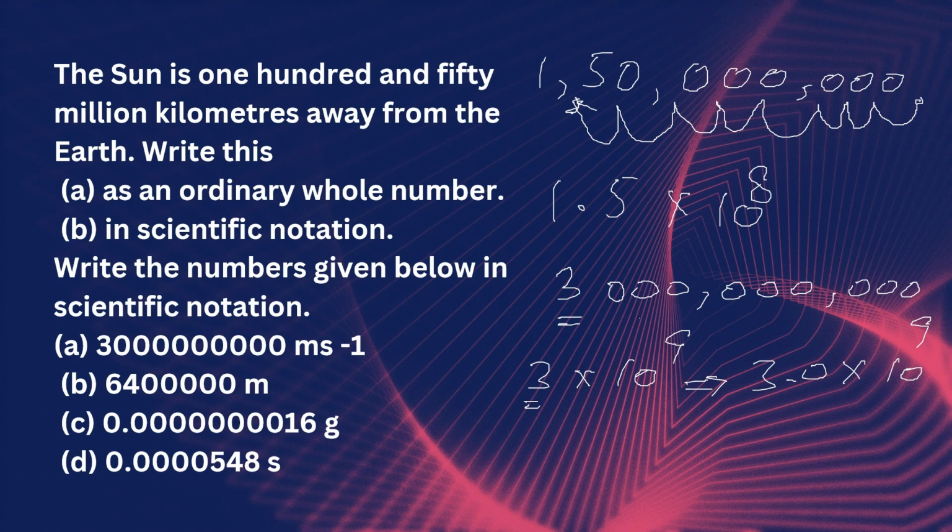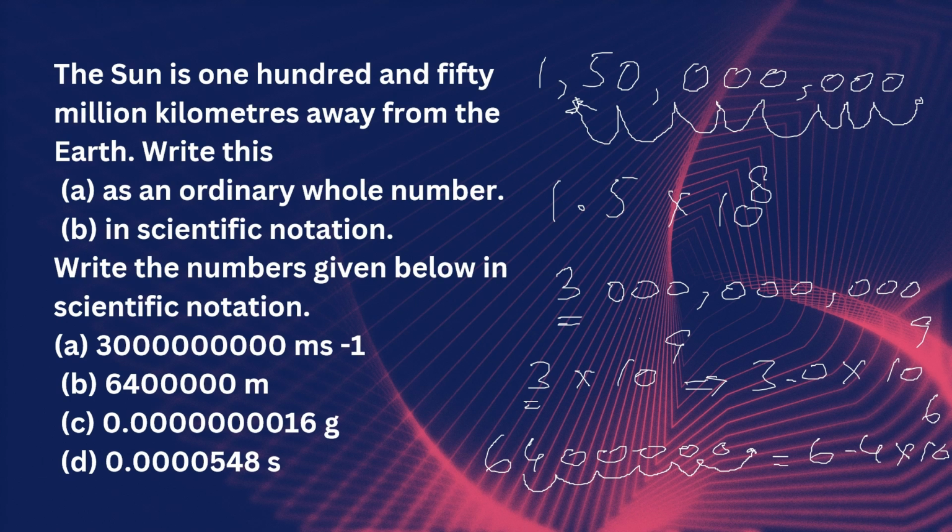Now I go for our next example. This is 64 and there are 5 zeros after it, and the unit is meter. 64 with 5 zeros. I have to write it in standard form or scientific notation. First of all, I will locate where the decimal is. There is no decimal here, so I will put the decimal at the end and move it towards the left: 1 digit, 2, 3, 4, 5 and 6. So this number can be written as 6.4. Since I moved 6 digits, it will be 10 to the power 6.